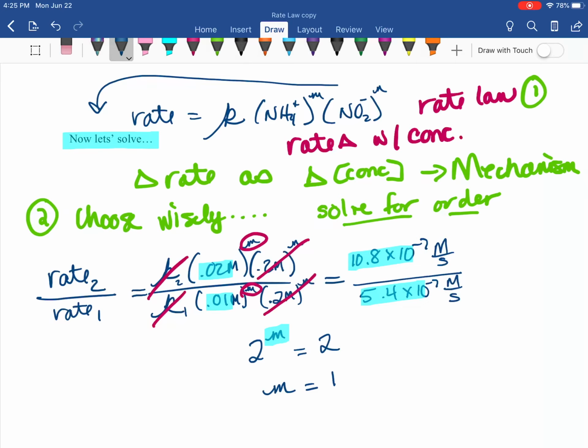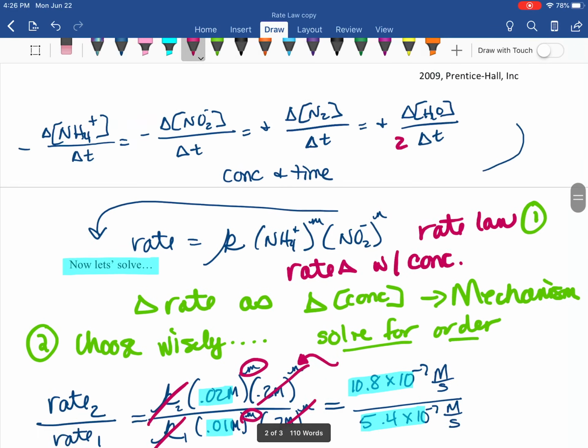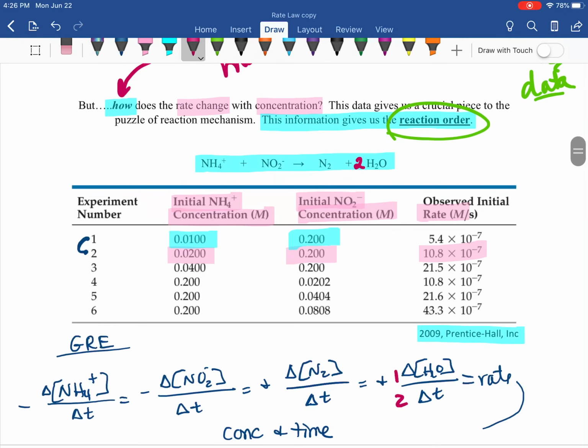So now let's turn right around and choose wisely again. And this time, what do we need to focus on? We need to solve for n. So how do we look at our data and figure out the perfect recipe to solve for n? We need n to change. We need this one to change and this one to stay the same.